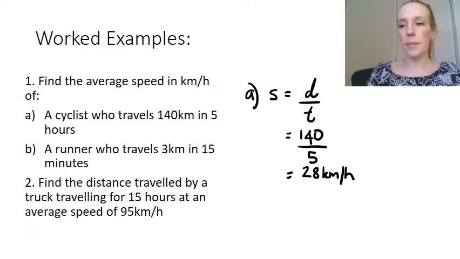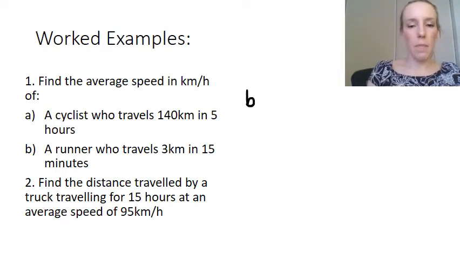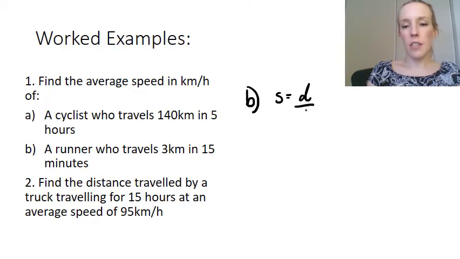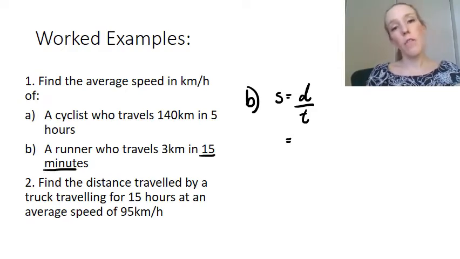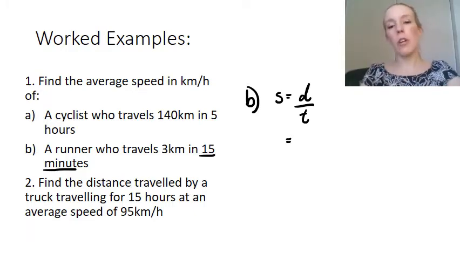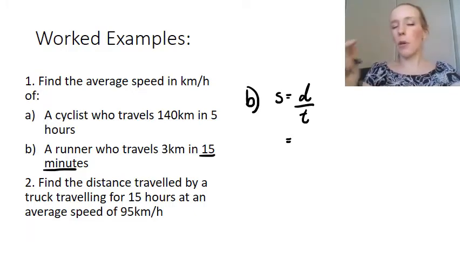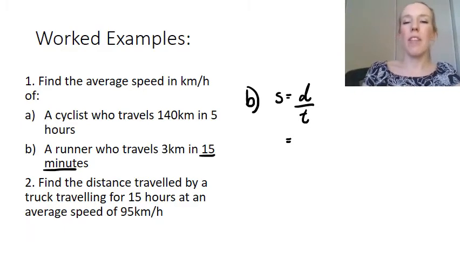We'll clear this. Okay, so for B, we're doing speed again. Speed equals distance divided by time. We've got a runner who travels 3 kilometers in 15 minutes. If we look here, we've got 15 minutes, so we actually have to convert that into hours. How much of an hour is 15 minutes? Well, if you look at a clock, 15 minutes takes up a quarter of a clock, and as we know, that's 0.25.